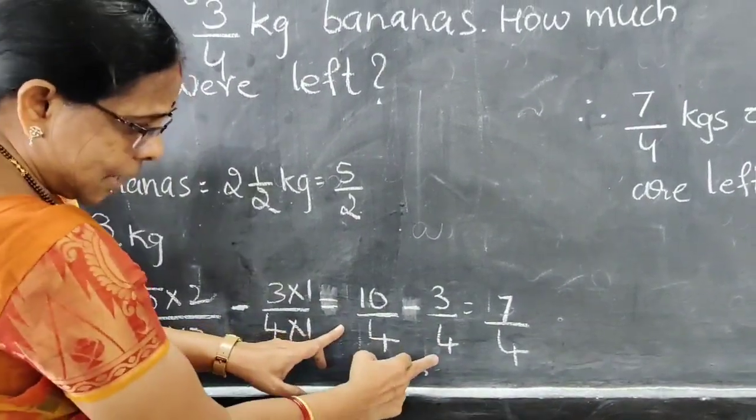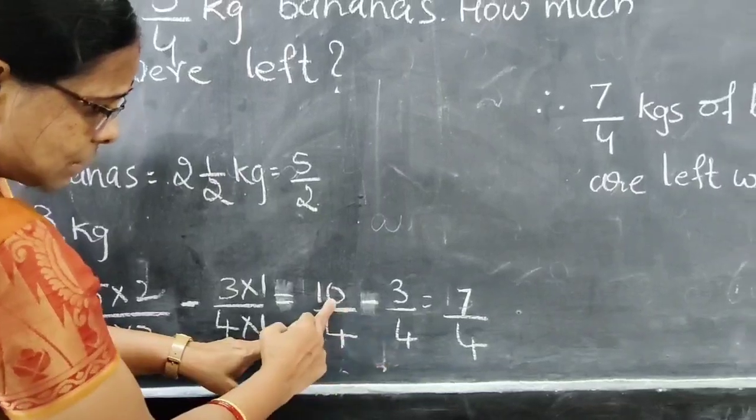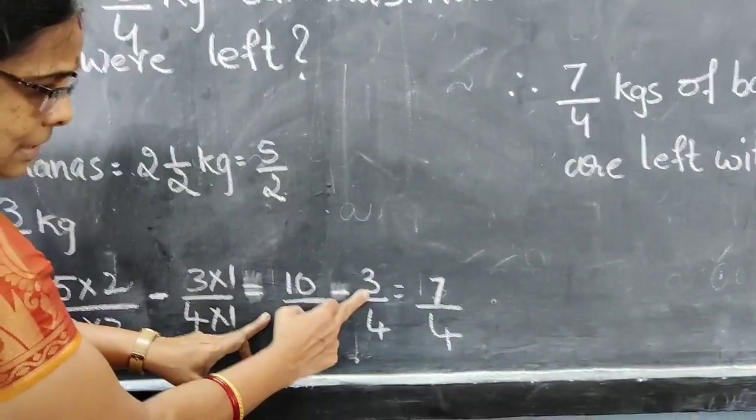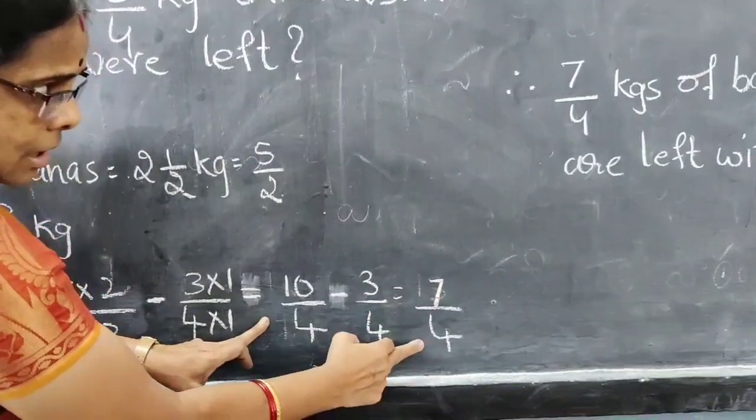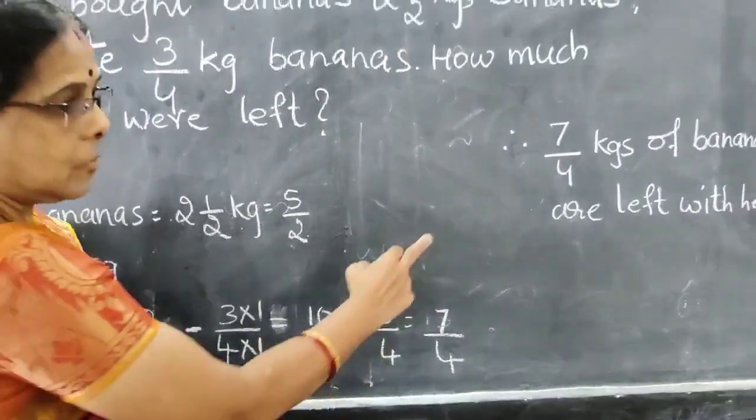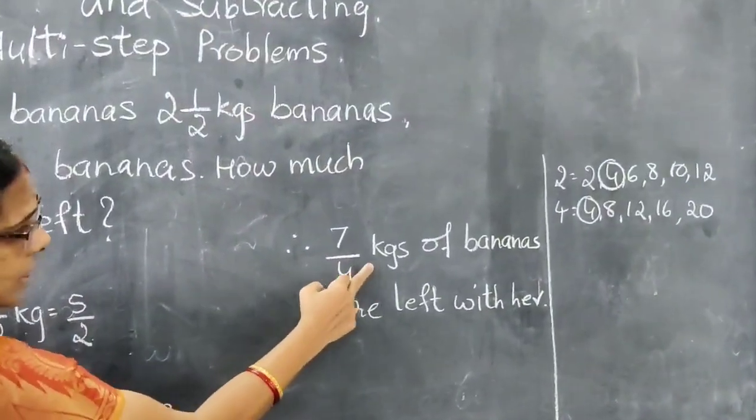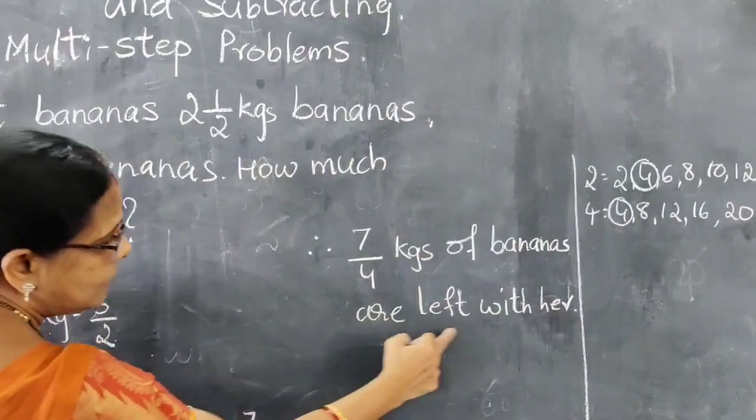See, now it is like fraction. If it is like fraction, you can subtract. 10 minus 3 is 7. 7 by 4 is the answer. Okay. Therefore, 7 by 4 kgs of bananas are left with her.